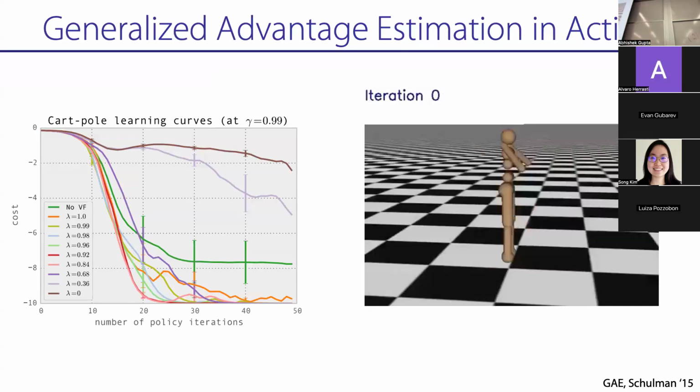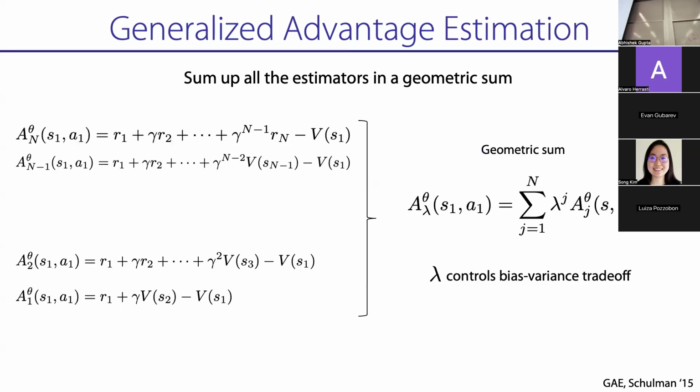Yeah, so for the bias-variance trade-off, in the generalized advantage estimation, could you explain again why different estimators have different bias and different variance?